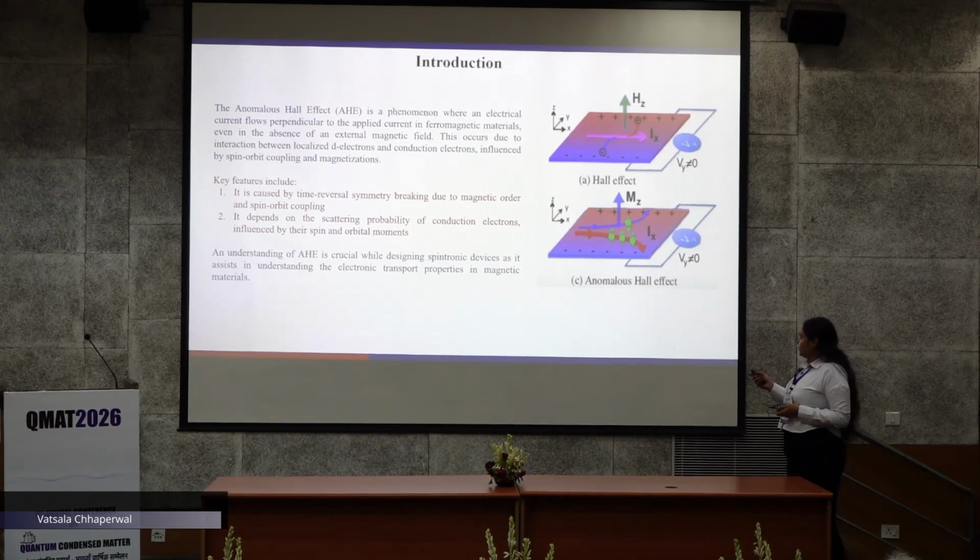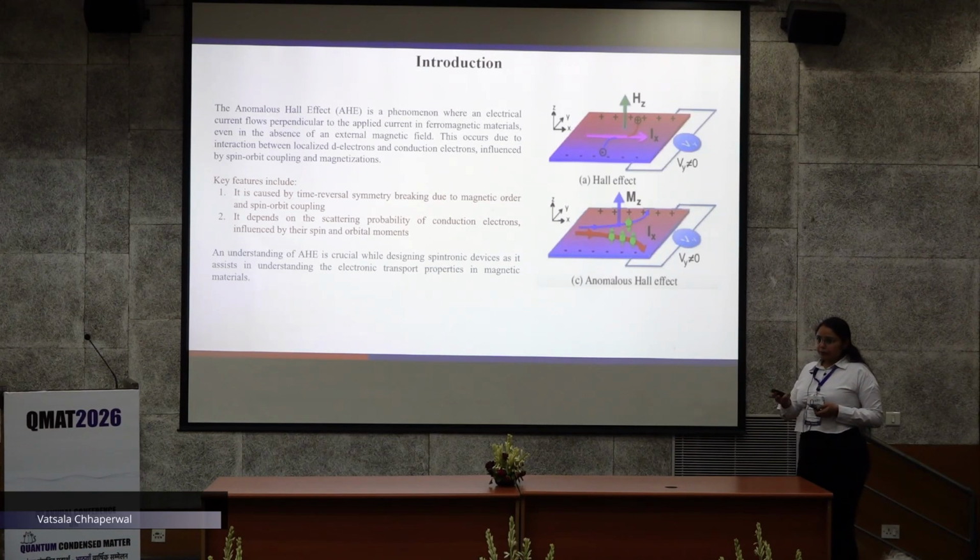It is governed by two parameters: the Berry curvature and the scattering parameters. There are two types of scattering that govern the anomalous Hall effect: one is skew scattering, and the other is side-jump scattering. So, moving next.